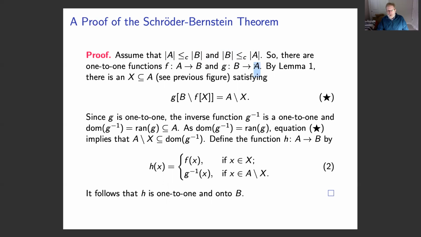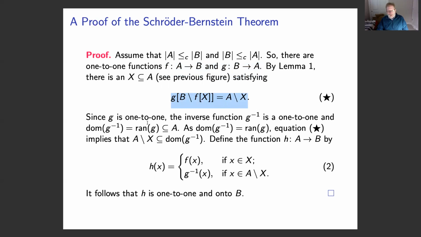Hey, this is just like the lemma. But we're assuming in this case that the functions are one-to-one. Okay, so by the lemma, there's a subset X of A that satisfies this equation. And then I mentioned, see the previous figure. I'll go back to the figure in a moment.